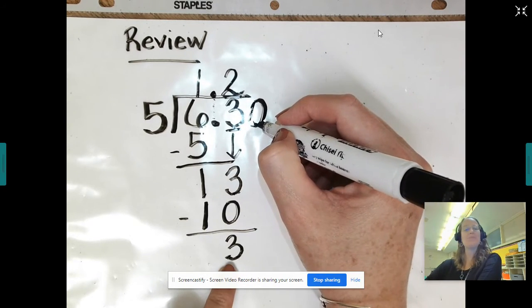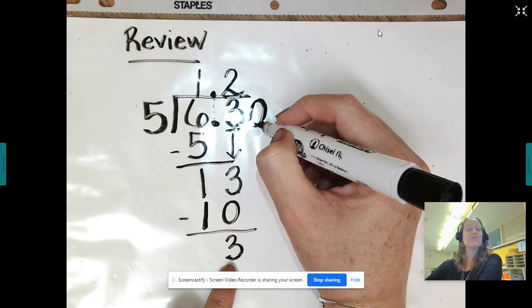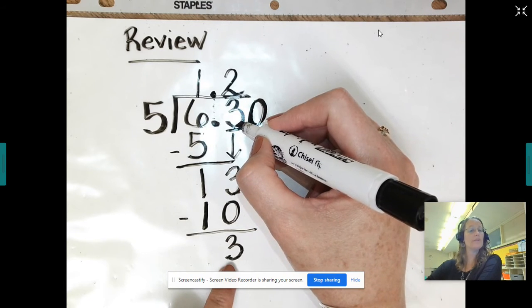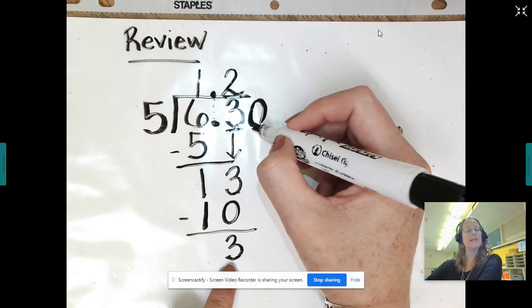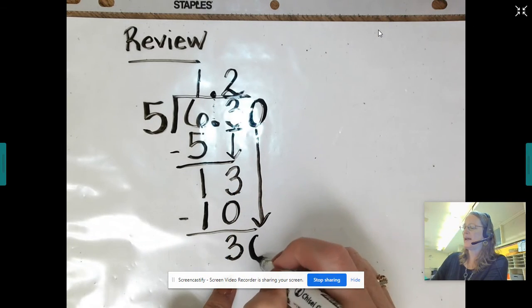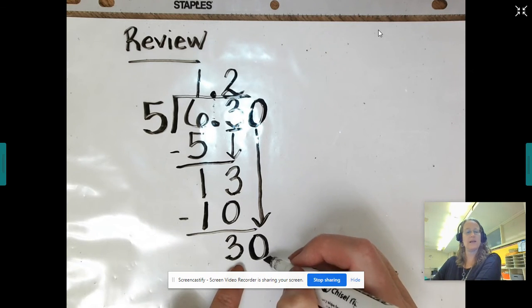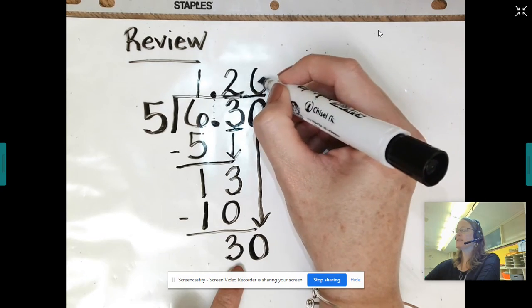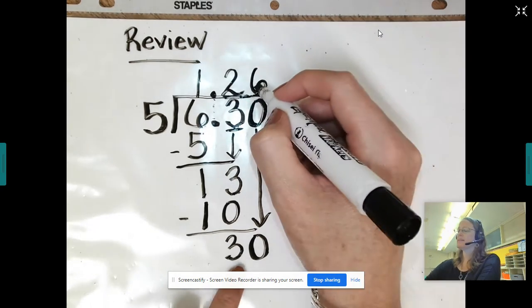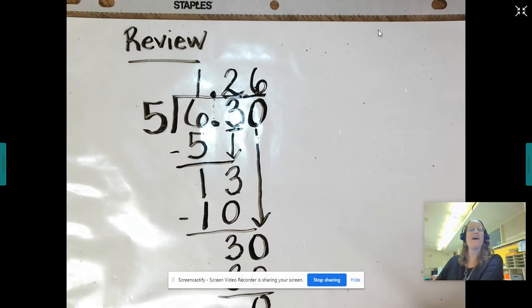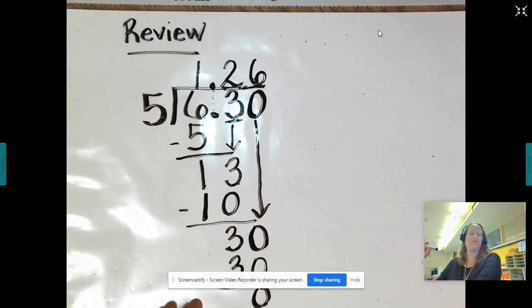So I can put a 0 here, and it will not change the value of 6 3/10, because 6 3/10 is equivalent to 6 30/100. Now I have that 0 to bring down, and now I have 30/100 divided by 5, and that equals 6/100. 6 times 5 is 30, and we subtract, and now I have nothing left over.